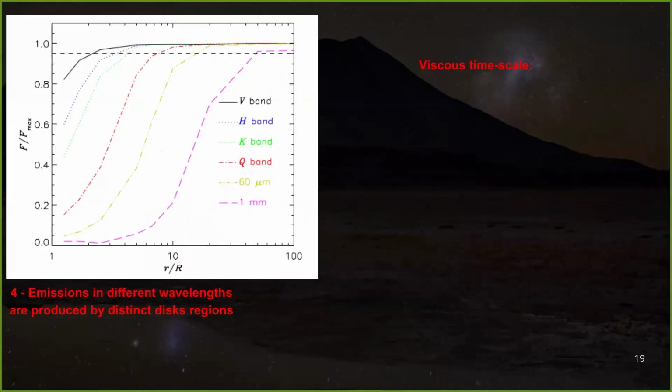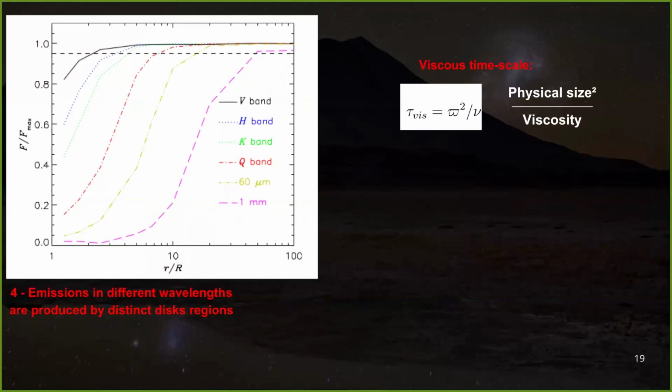Well, another important thing to understand is the viscous time scale, where this quantity is proportional to the physical size of the disk divided by its viscosity, showing that the inner parts of the disk make this part of the equation smaller. So the viscous time of the inner part is much lower than the outer part of the disk.